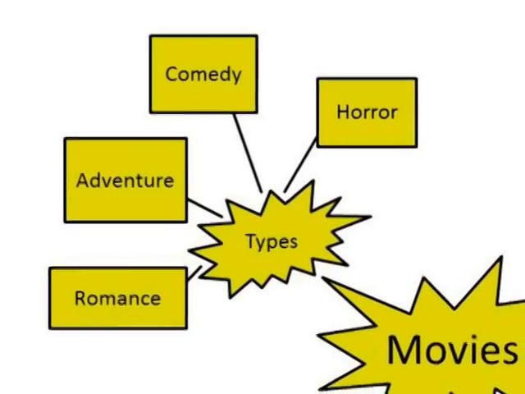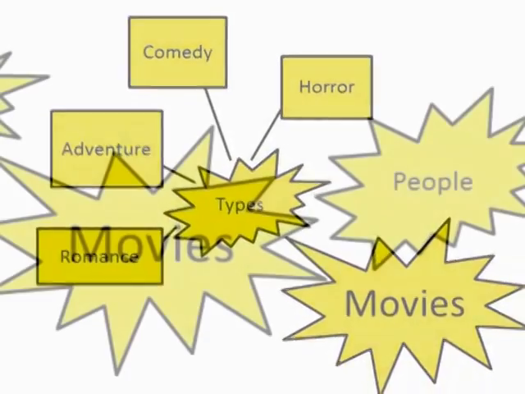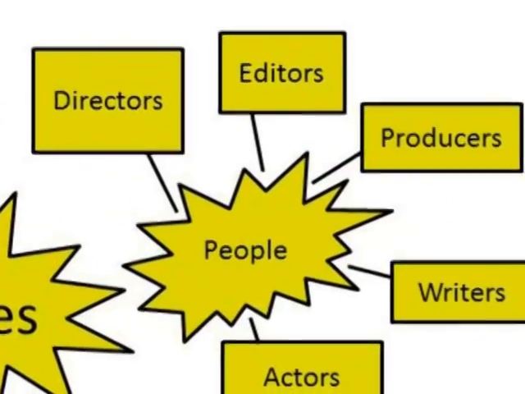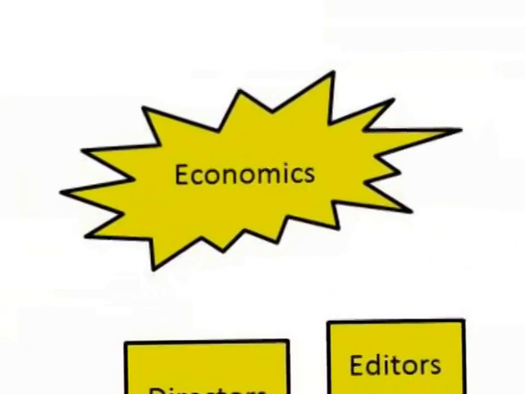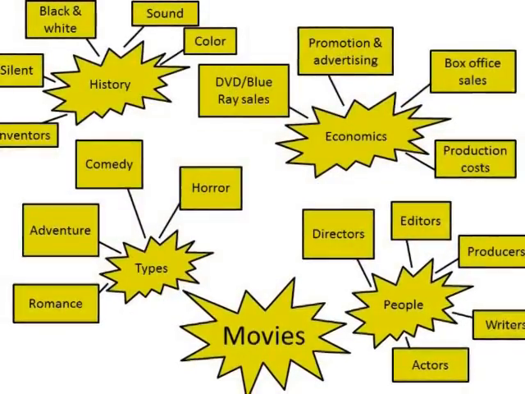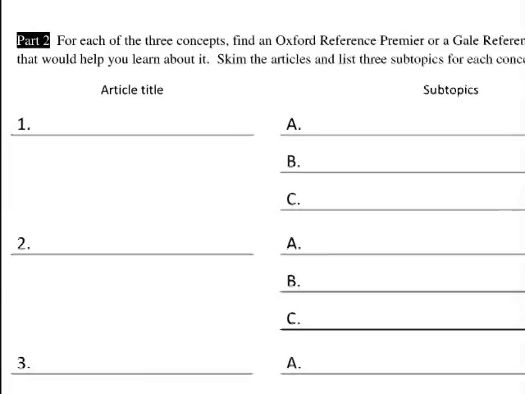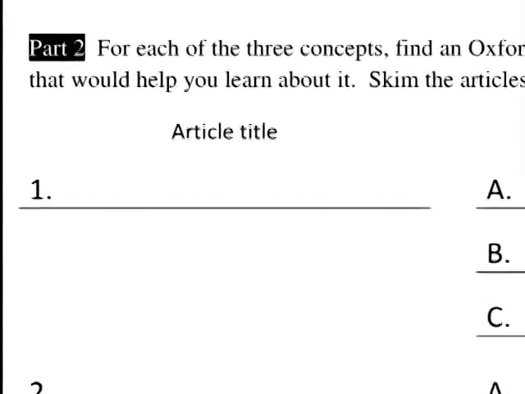Let's suppose you chose to write about the concept of movies. That's a pretty wide-open topic. There's a lot that you could say about them. For example, you could write about the different types or genres of movies: romance, adventure, comedy, horror. You could also write about the people involved with making movies: directors, editors, producers, writers, actors. Or you could write about the economics of movies or the history of movies. You get the picture, right? Well, part 2 of the worksheet helps you consider the subtopics of your concept.